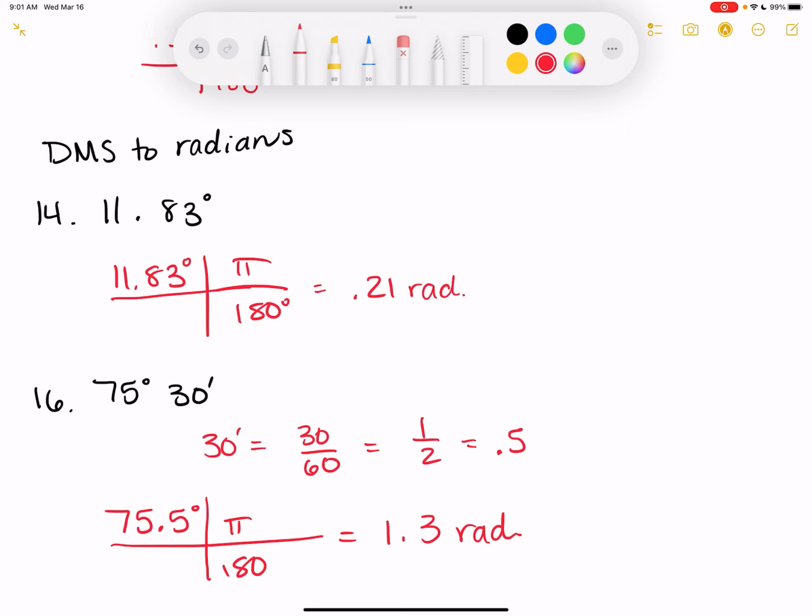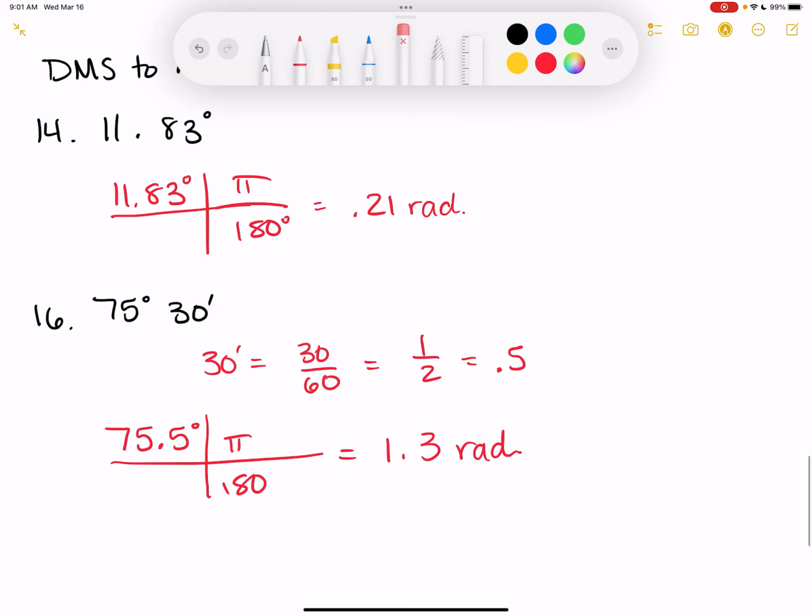All right, I'm gonna save the arc length problems for tomorrow, because you will need to do conversions and stuff. So I'm gonna give y'all a few to go ahead and try.